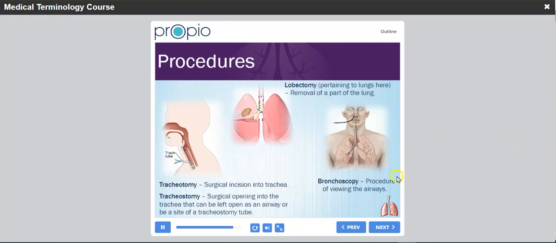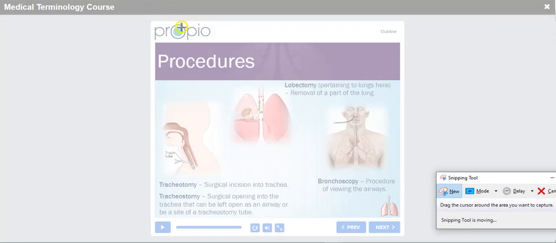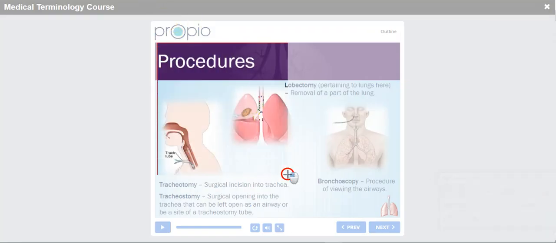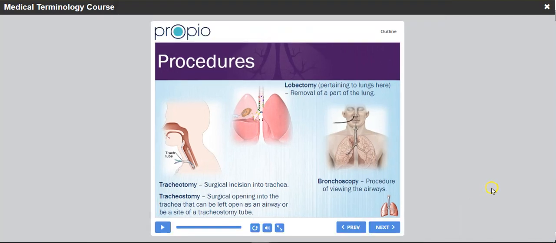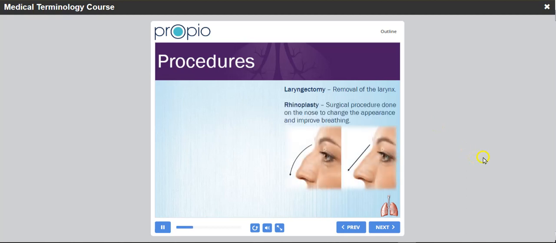Laryngectomy, a removal of the larynx. Rhinoplasty is a surgical procedure done on the nose to change the appearance and improve breathing. Tonsillectomy, the removal of the tonsils. Thoracentesis, it's a procedure to remove fluid or air from around the lungs.